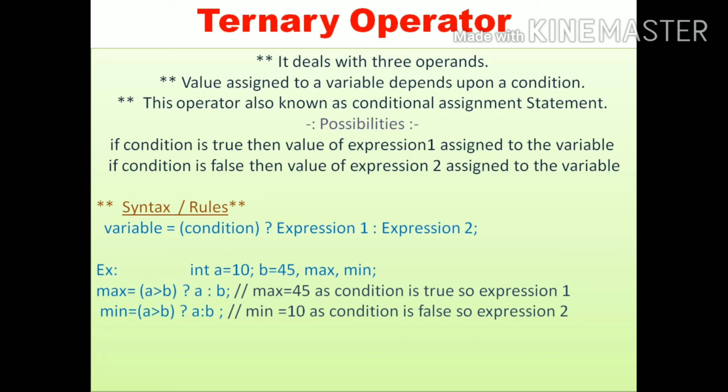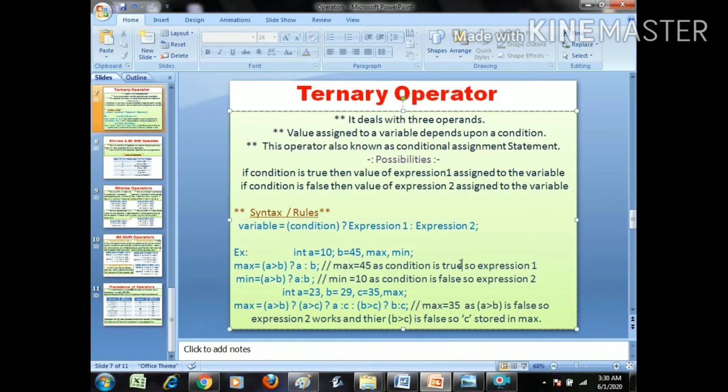As the condition is true. As the condition is false, so expression 2. And in that case, min equals a greater than b. So this part, the condition is true. So min equals 10 as the condition is true. As the condition is true, expression 1 will be the answer.